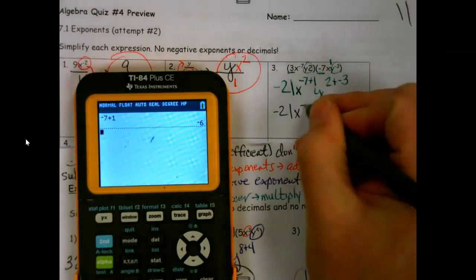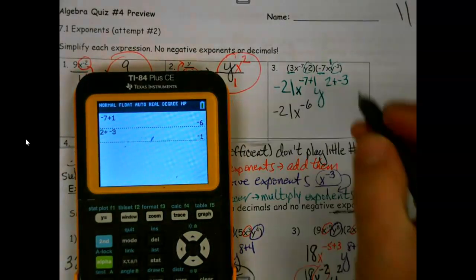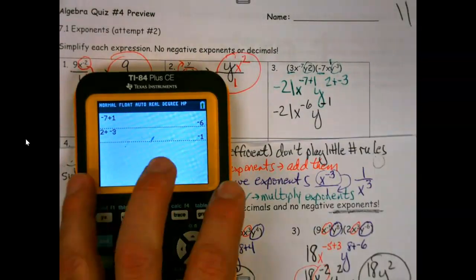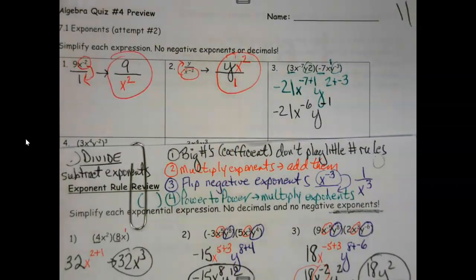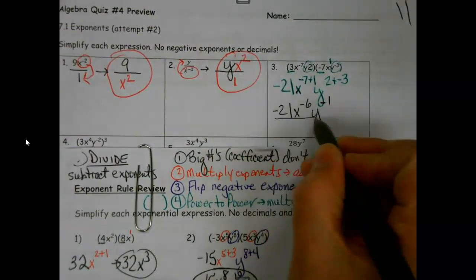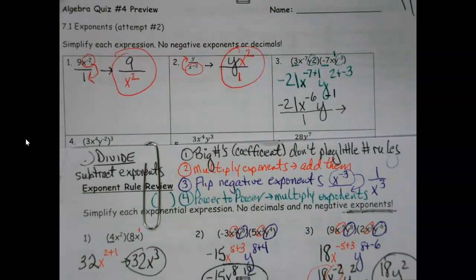So x, don't lose your variables, to the negative 6. Notice I'm using the calculator for all of this. There's nothing wrong with doing that. So I add my exponents on my x's. I add my exponents on my y's. I notice there's negative exponents still. So do not circle that as your final answer, because we're not quite ready yet.